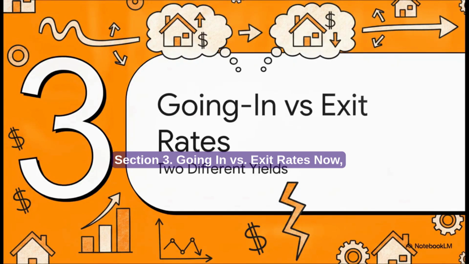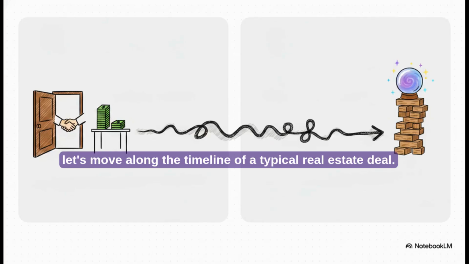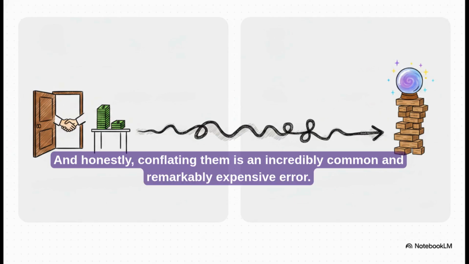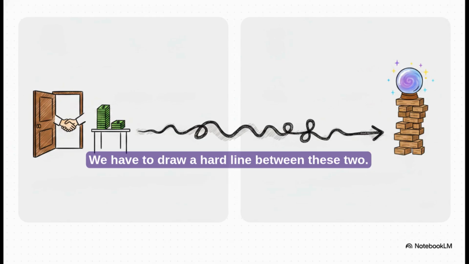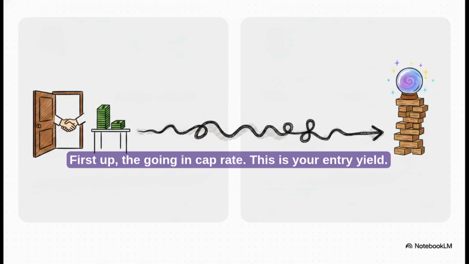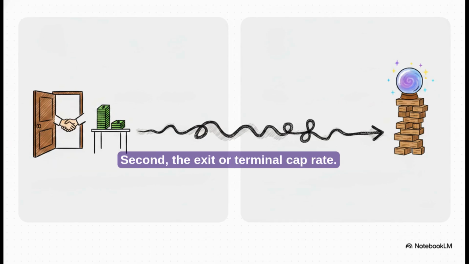Section 3. Going in versus exit rates. Now, let's move along the timeline of a typical real estate deal. A single transaction usually involves more than one cap rate. And honestly, conflating them is an incredibly common and remarkably expensive error. We have to draw a hard line between these two. First up, the going-in cap rate. This is your entry yield. It's the cold, hard reality of what the income yields on day one, before you execute any kind of business plan. Second, the exit or terminal cap rate.